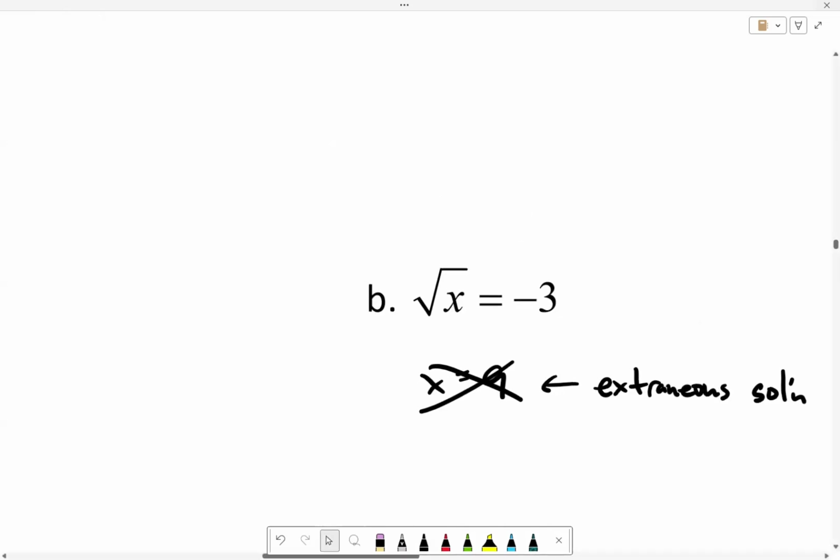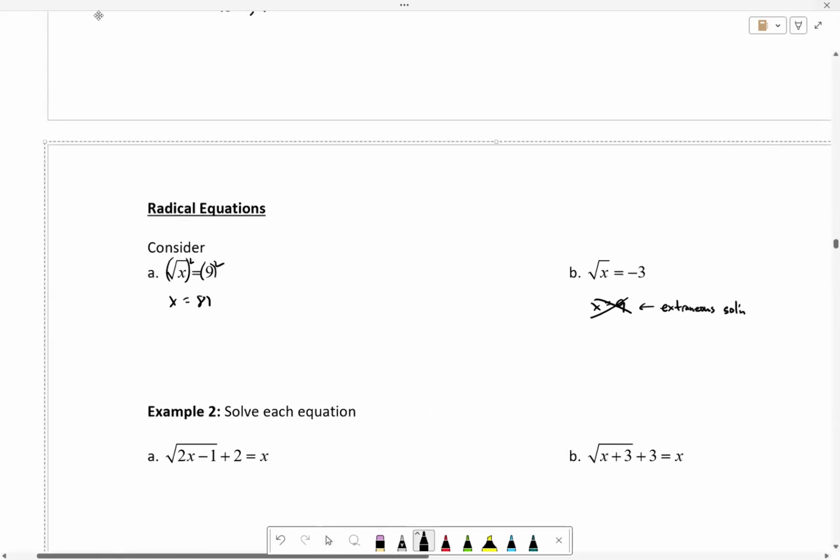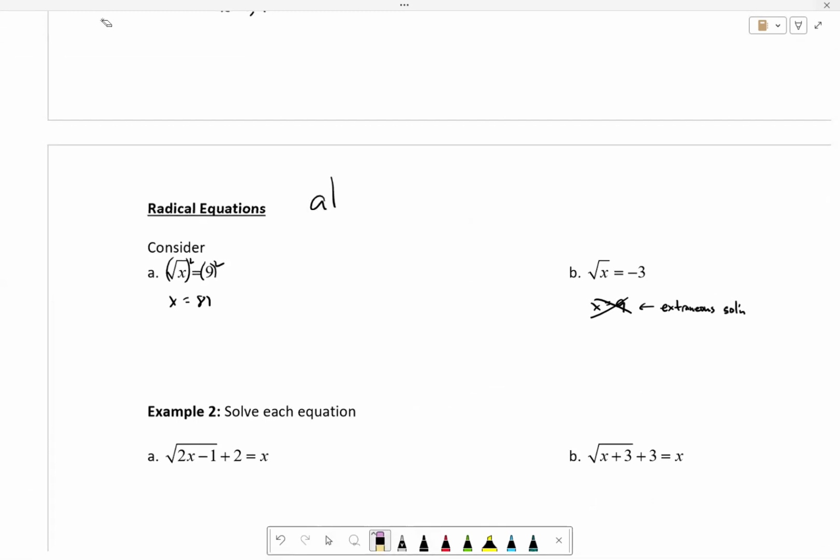Does that make sense just looking at this? There's no solution. You could look at it and say no solution. Of course, we're doing a very simple example of a case where there's no solution. There are more complicated ones where it's not obvious by looking at it. So anytime you have a radical equation, you must always check your solution. Exclamation points and underlining: always.